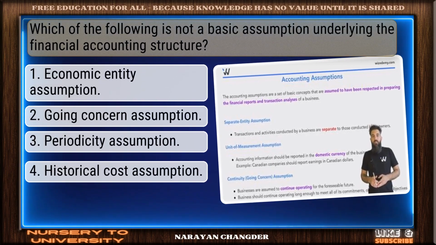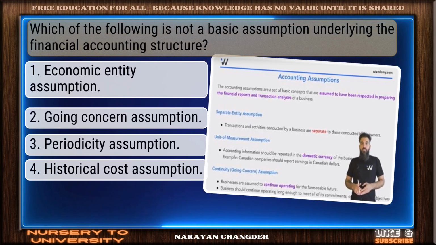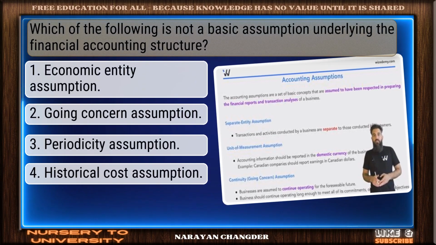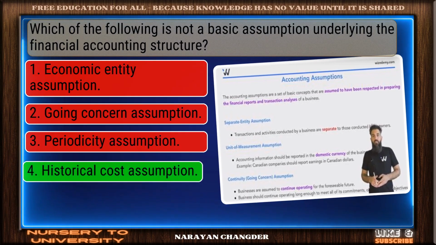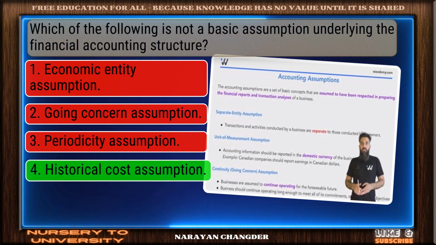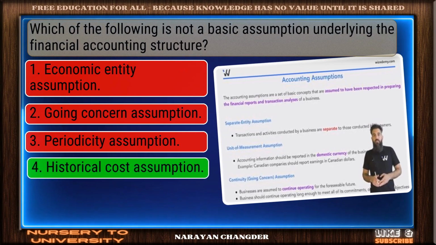Which of the following is not a basic assumption underlying the financial accounting structure? Well done. Historical cost assumption is the right choice.